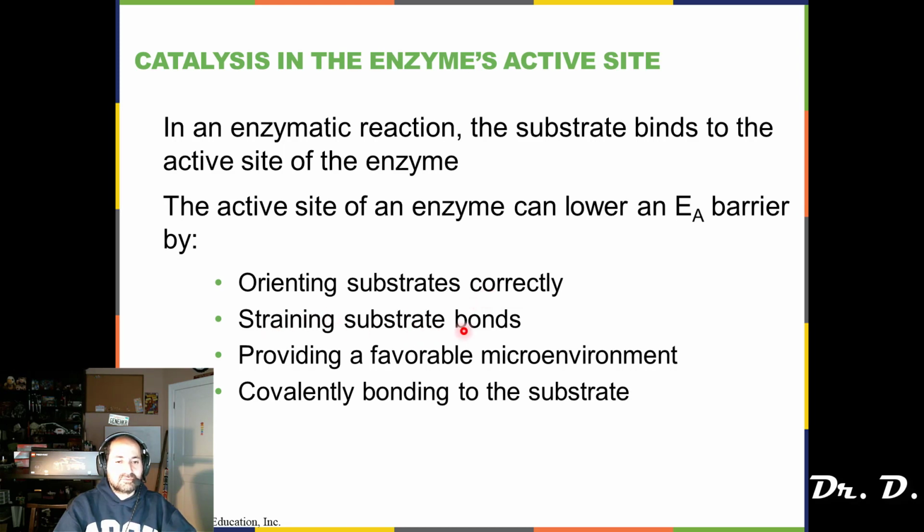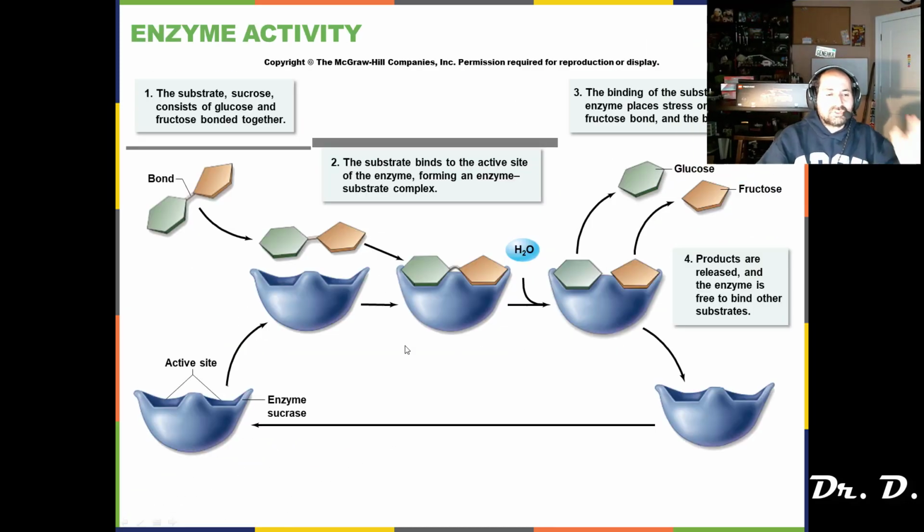It could strain the substrate's bonds. The enzyme could provide a favorable microenvironment. For example, the active site could be an acidic active site. It could be a basic active site. It could covalently bond with the substrate. All of these might lower the activation energy. So let me show you an example.